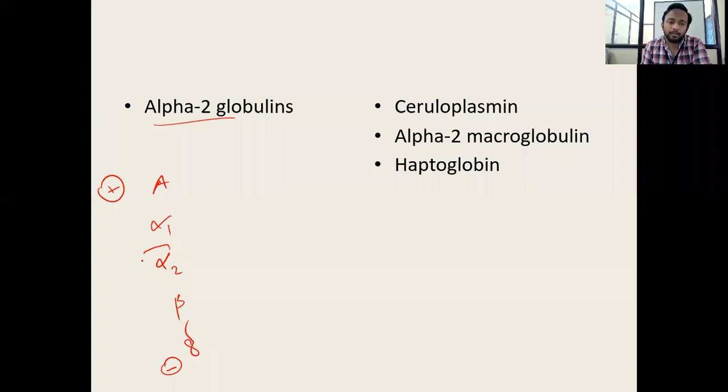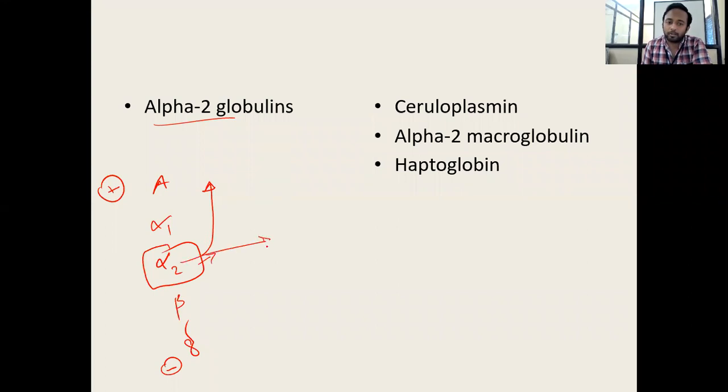The next is the alpha 2 portion. What does the alpha 2 portion contain? What different proteins are part of this? It is not a single protein. It is a group of proteins which can be fractioned, which can be seen as a fraction. What are those? The alpha 2.